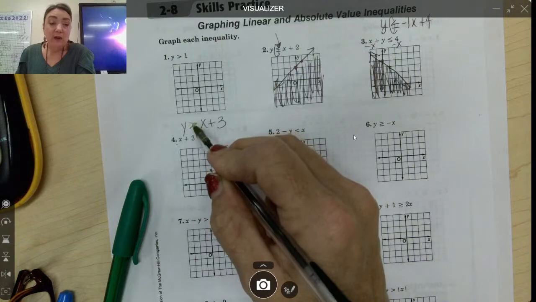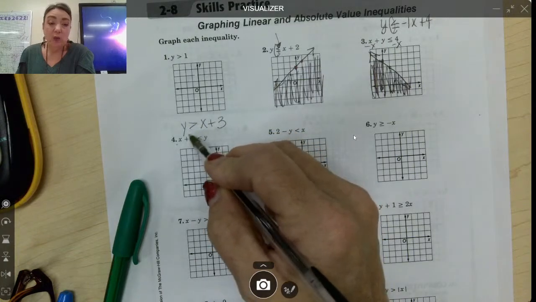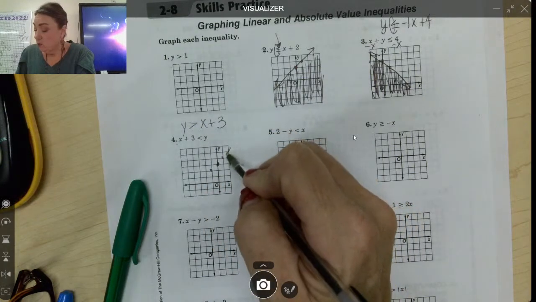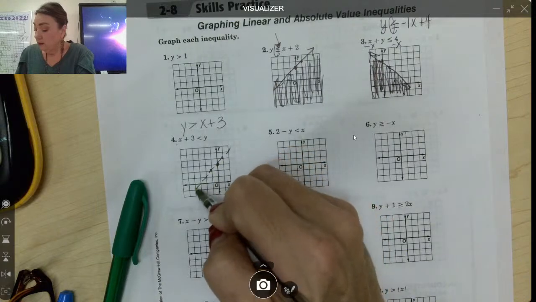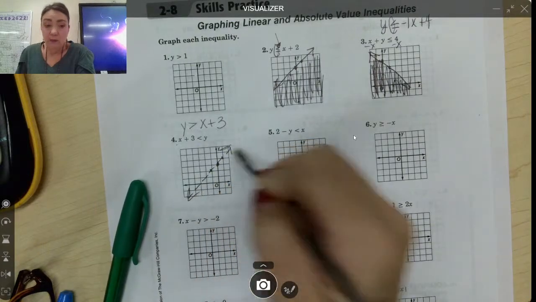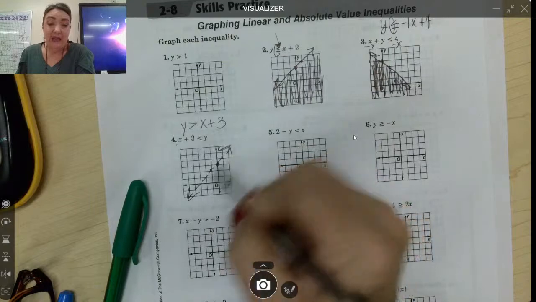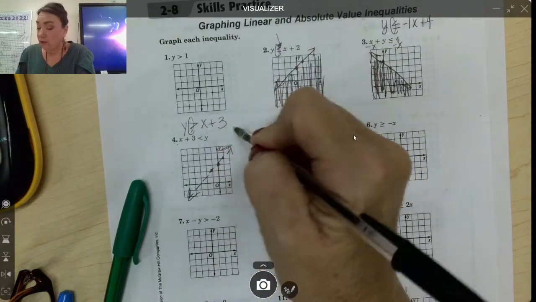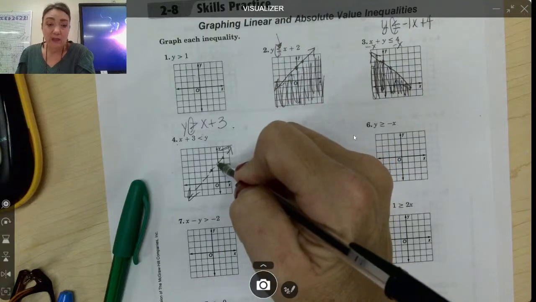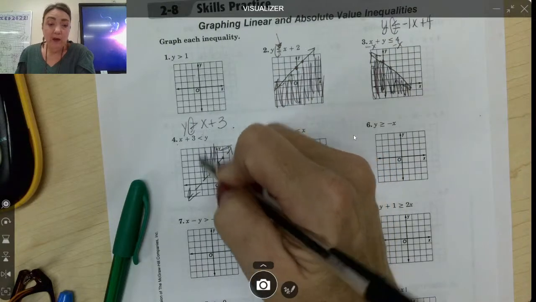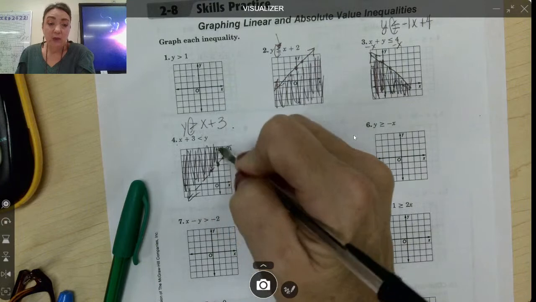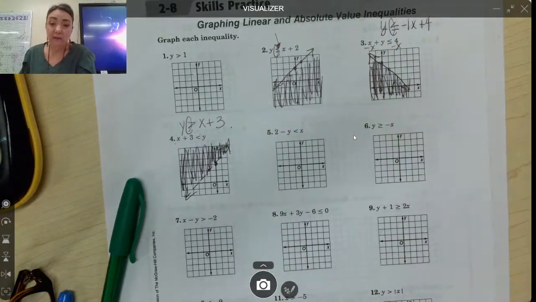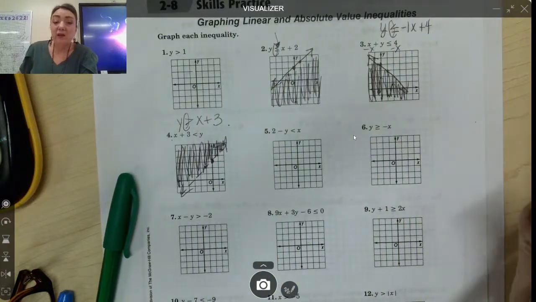Now this is going to be a dotted line because there's not an or equal to symbol. So we're going to draw a dotted line, because the line cannot be part of the solution. It says y is greater than this line. So I go to my y-intercept, and anything above that line, greater than that line, gets shaded. Okay? So that's how you do the linears.